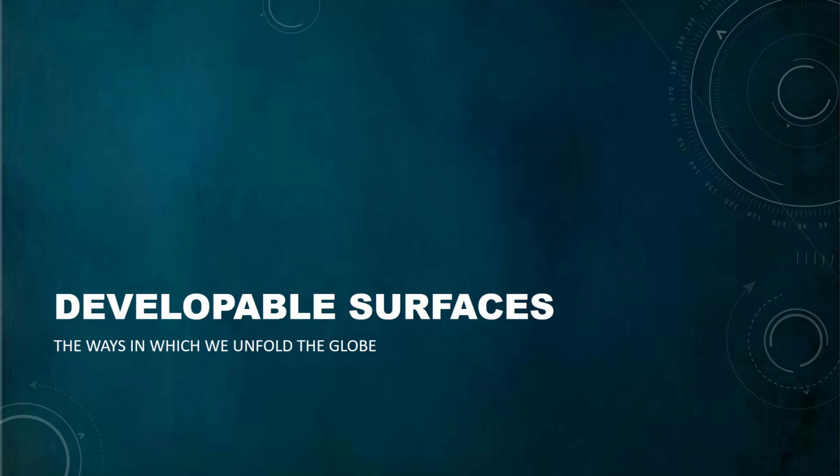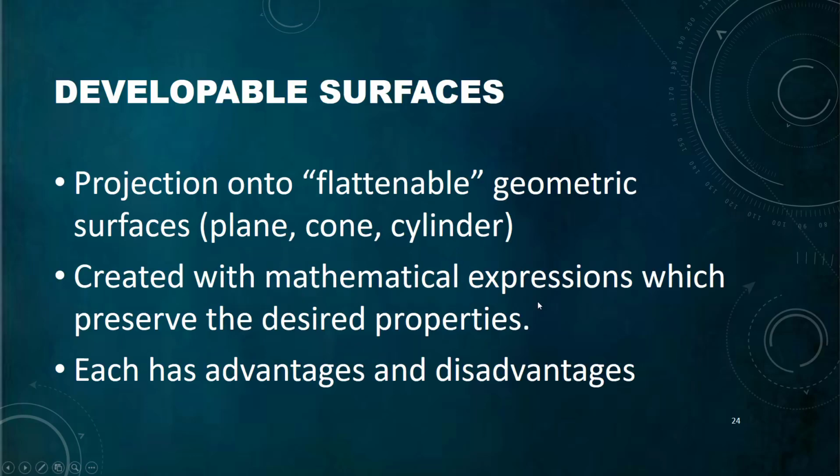Okay, last one in this lecture, developable surfaces, and I dare you to say that 10 times fast. Developable surfaces are basically the way that we unfold the Earth. So these are the surfaces, if you imagine that you've taken a piece of paper and stuck it on the side of the Earth or wrapped it around the Earth in some way, traced the land masses and the water and all of that stuff, and then unfolded it into a flat map.